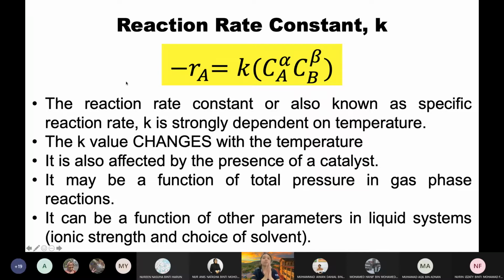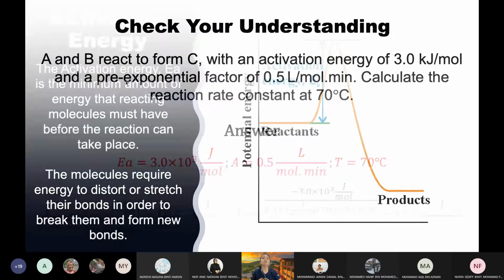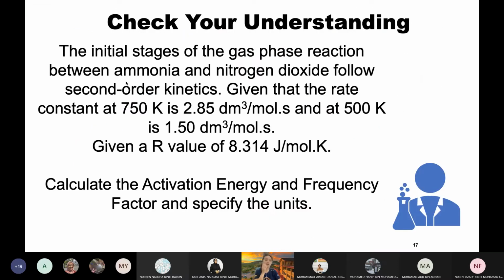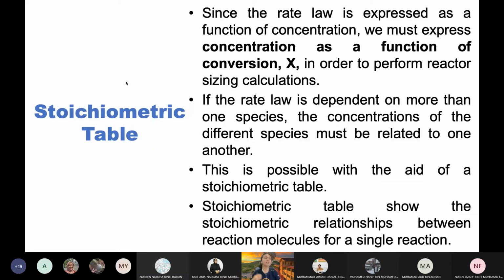Do you realize now? Stoichiometric table ni sebenarnya digunakan to find CA and CB. Itu yang menjadi kompleks dia, nak cari CA CB je sebenarnya. Dan juga you can also find the concentration of other compounds in your reactor. However, in order to reach that, you have to first learn how to do the stoichiometric table. Itu dia punya perjalanan dia. Nak tahu kenapa kita belajar table ni, sebab sebenarnya kamu nak tahu macam mana nak cari CA dengan CB dalam rate law.